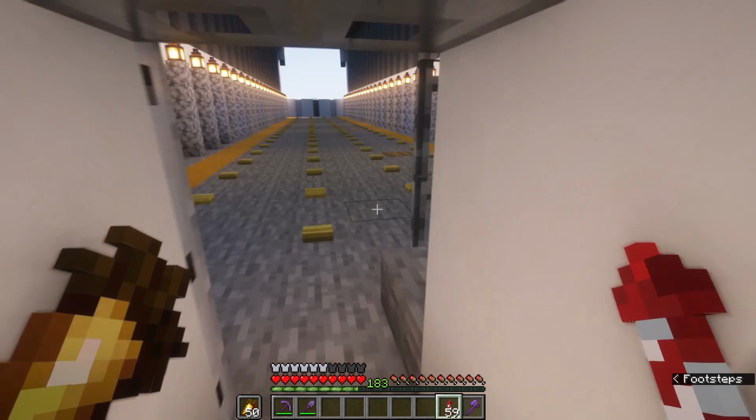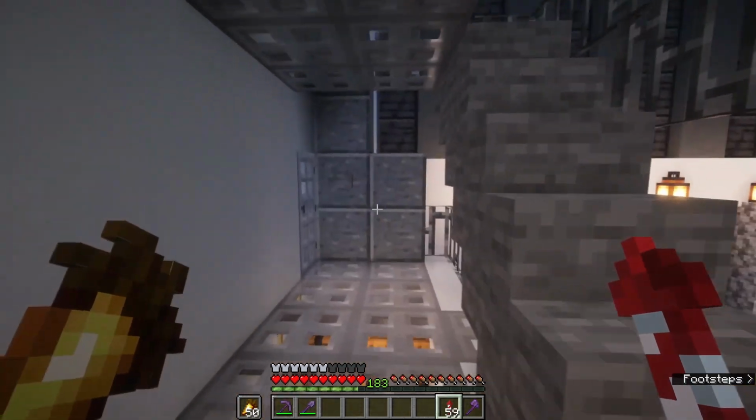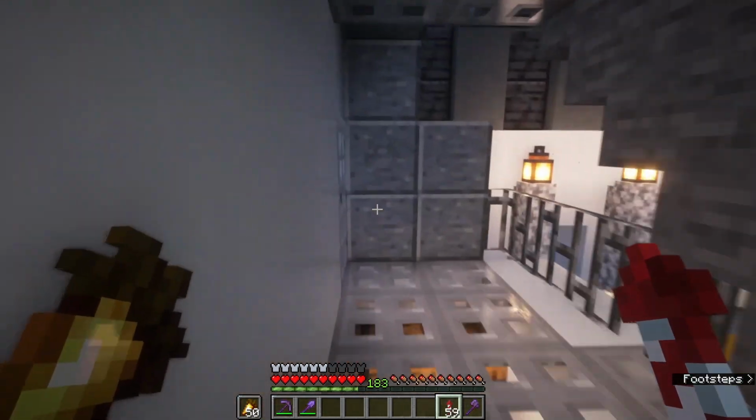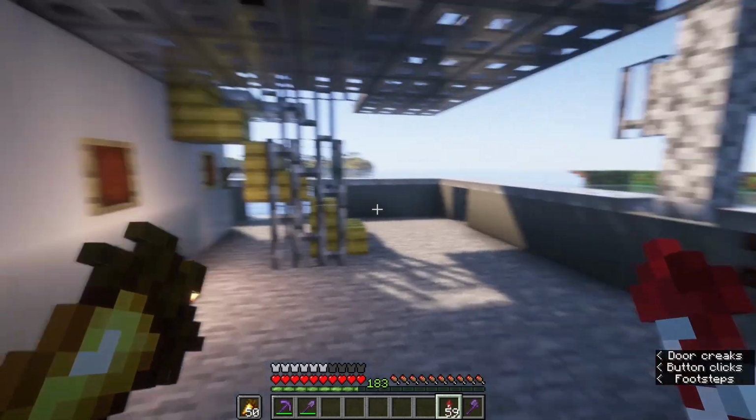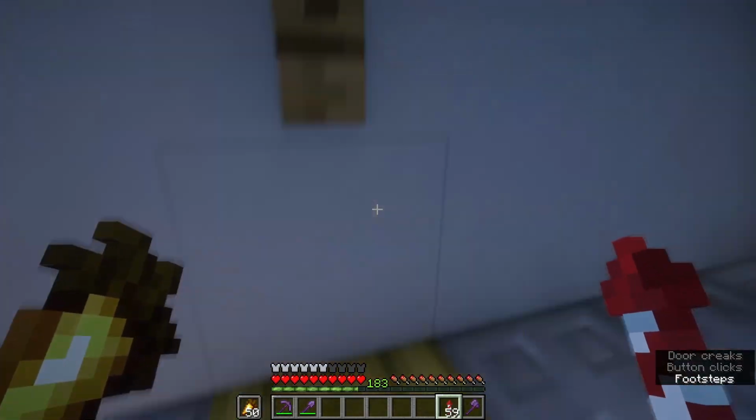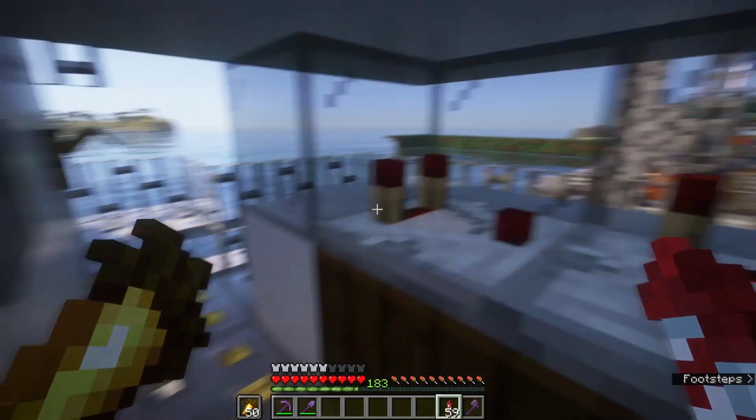Let's go up to the bridge. Something that I found really neat was that the bridge is actually capable of controlling the tugboats when being pushed. So those tugboats can actually be driven from right here.